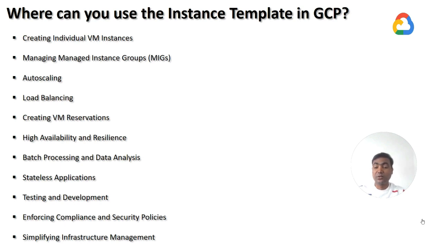As you know guys, the auto scaling and load balancing. Instance templates are used to define the configuration of VMs in a managed instance group. Auto-scaling policies can be set up to automatically adjust the number of instances based on factors like CPU utilization and other custom metrics. Instance templates are often used with the load balancer to distribute the incoming traffic across multiple instances. The load balancer uses the instance template to create new instances as needed and distribute traffic among them.